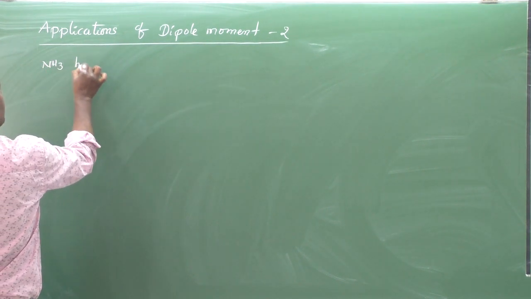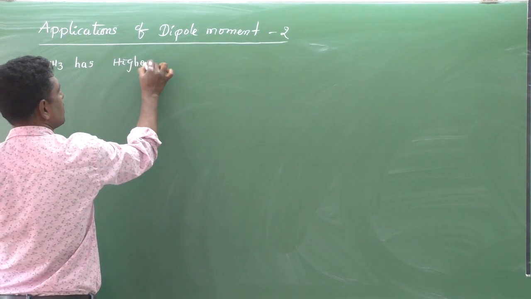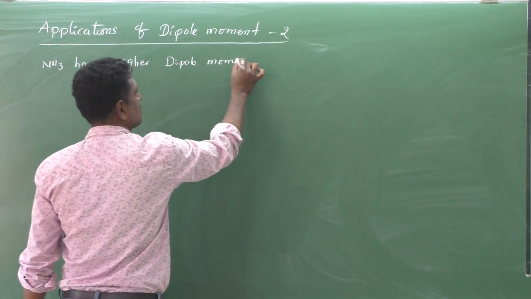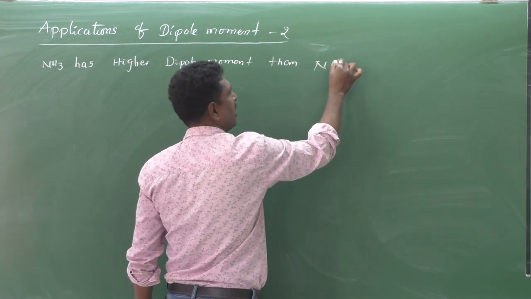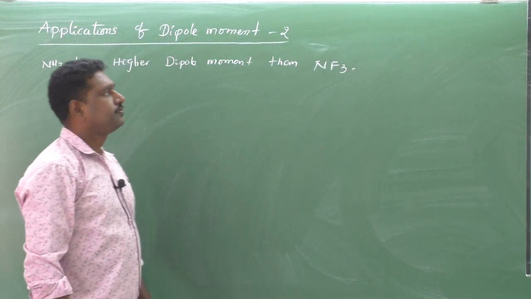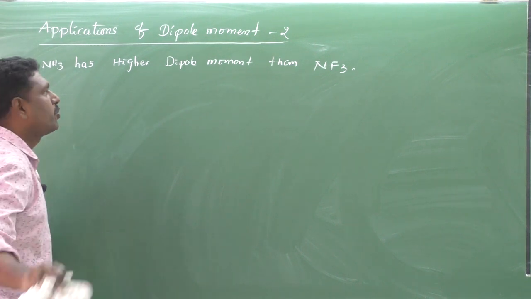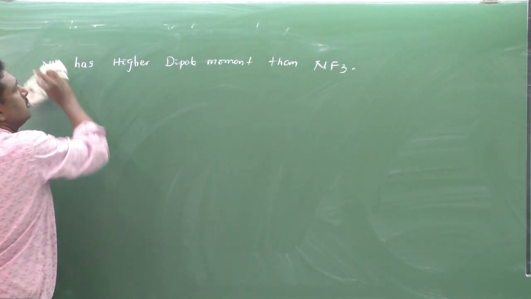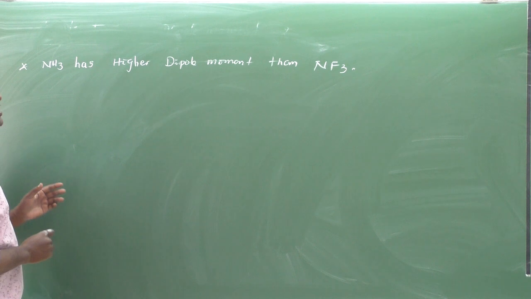So NH3 has higher dipole moment than NF3. So this is, NH3 has higher dipole moment than NF3. Why? Here this is the question. NH3 has higher dipole moment.